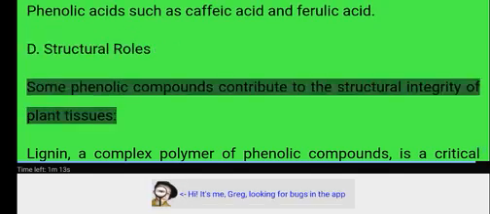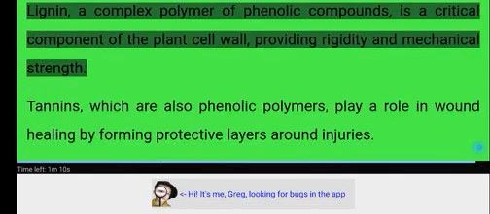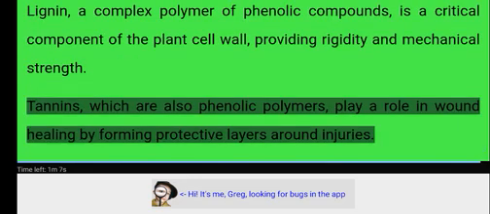D. Structural roles. Some phenolic compounds contribute to the structural integrity of plant tissues. Lignin, a complex polymer of phenolic compounds, is a critical component of the plant cell wall, providing rigidity and mechanical strength. Tannins, which are also phenolic polymers, play a role in wound healing by forming protective layers around injuries.